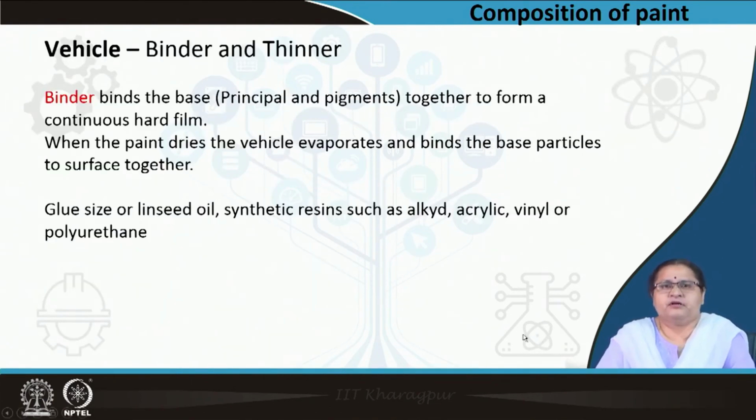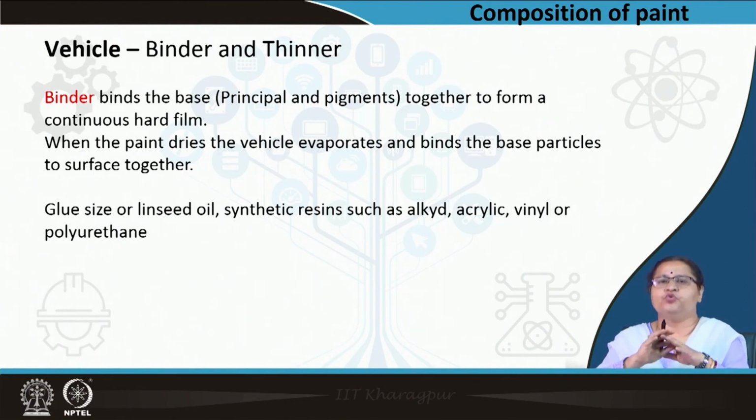Now, coming to the vehicle or the binder, and along with it we add the thinner. So, what is the binder? Binder is one which binds the principles and the pigments, that is the base, together to form the continuous hard film. So, when the paint dries, the vehicle evaporates and binds the base particles to the surface of the substrate.